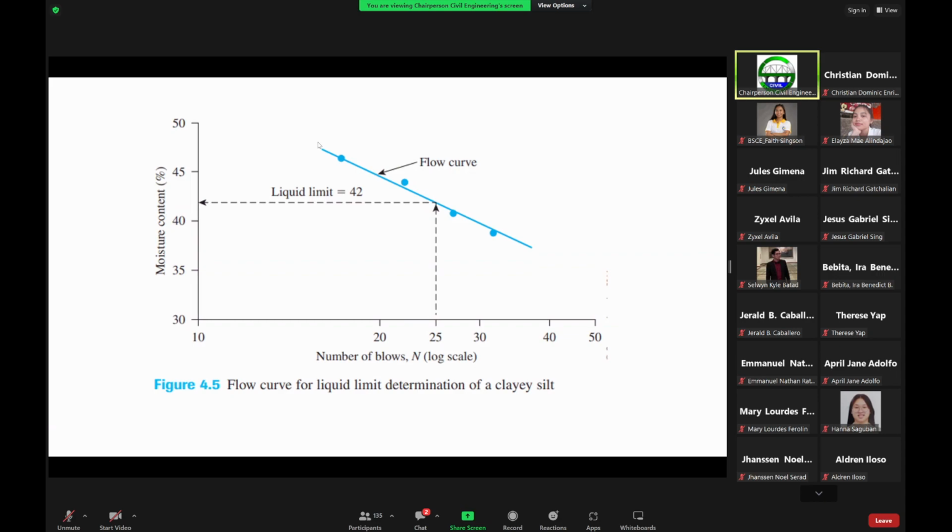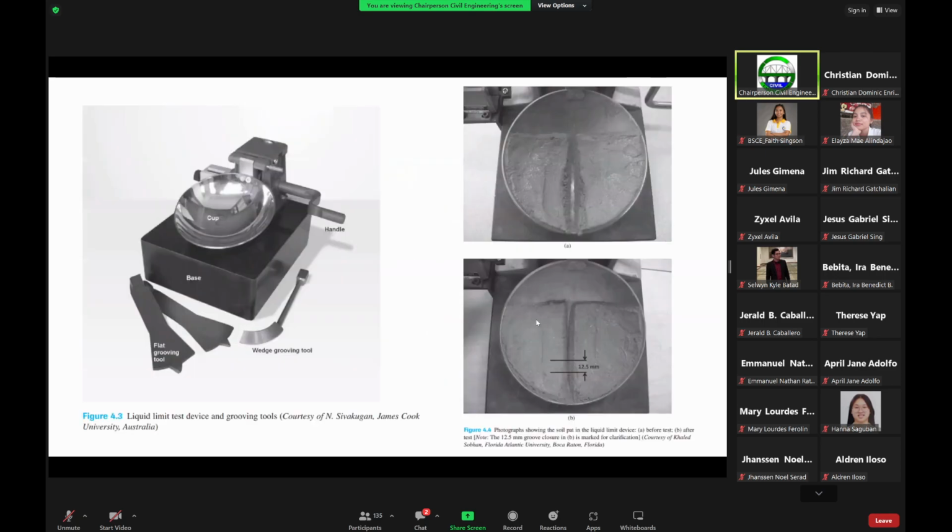So once you now have this flow curve, you try to look for the N value of 25, as per the definition of the liquid limit. So you project that up, then plot it here. That will now give you your liquid limit value, which in this case is 42% moisture content. That's now your liquid limit. If you go back to the chart, here the liquid limit value is about 42%.